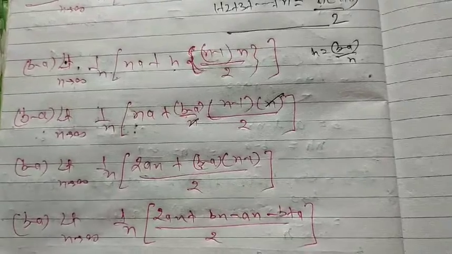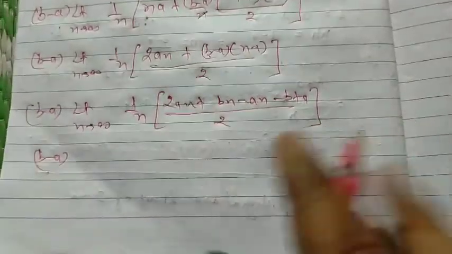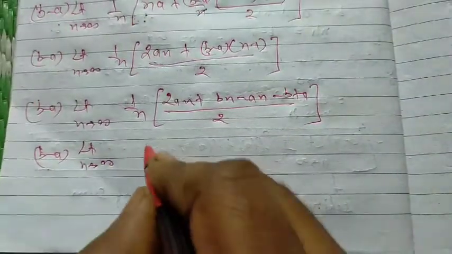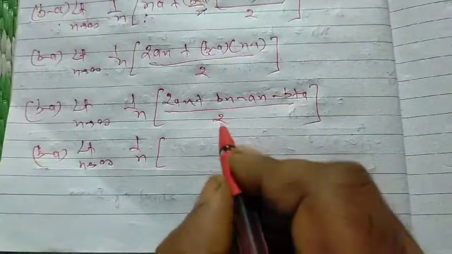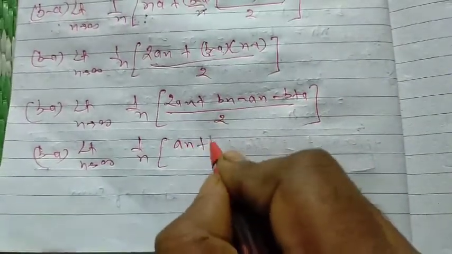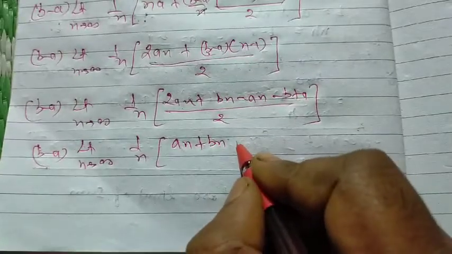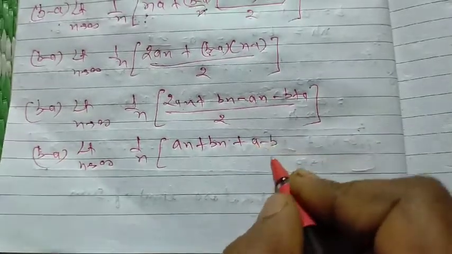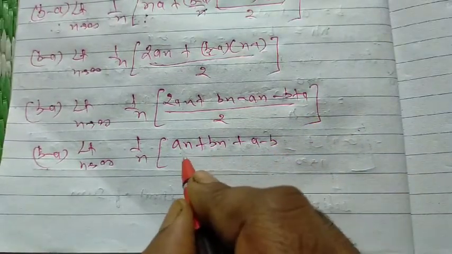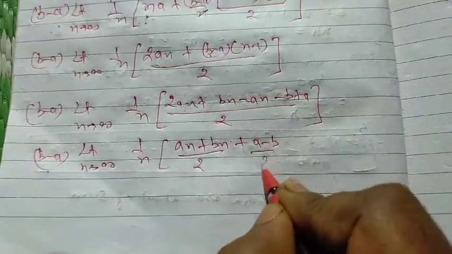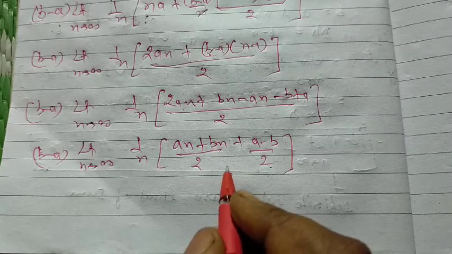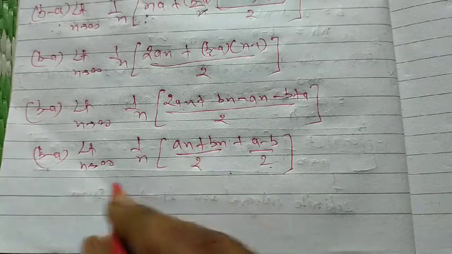Now b minus a, limit n tends to infinity, 1 by n. Now see here, 2an and minus an will be an only, an plus bn, okay, here plus a minus b. So an plus bn I can write here, give here 2, and again here I can write 2. Now if I take n common, then n will get cancelled out.